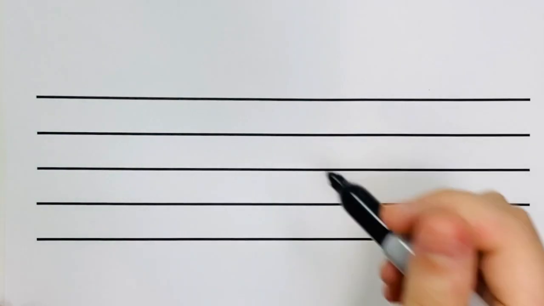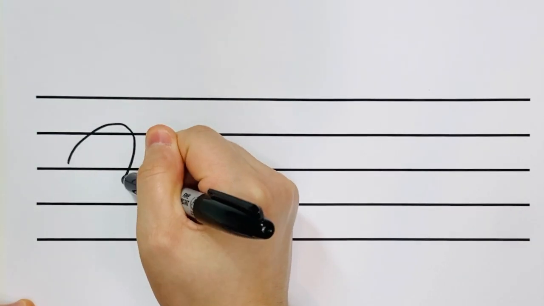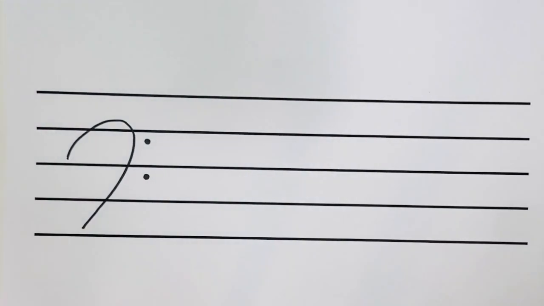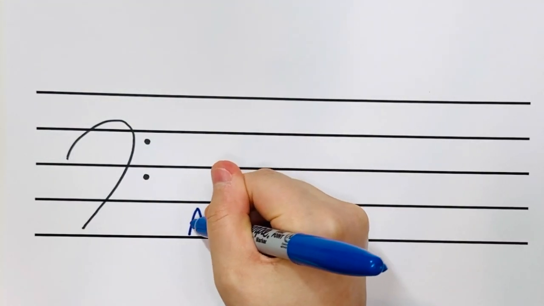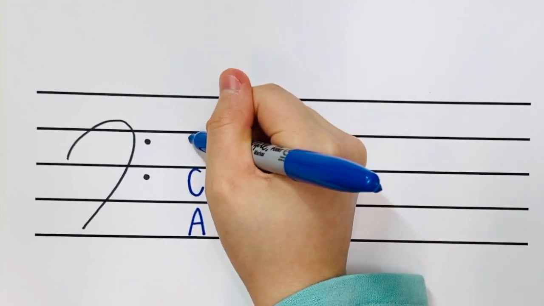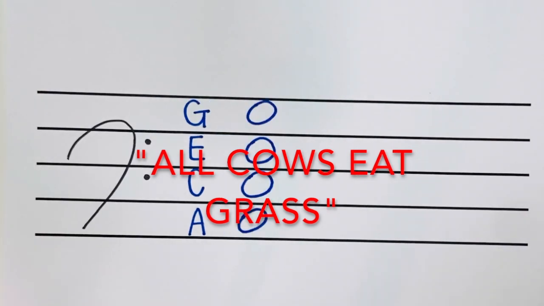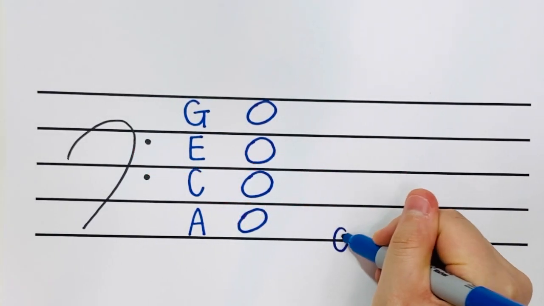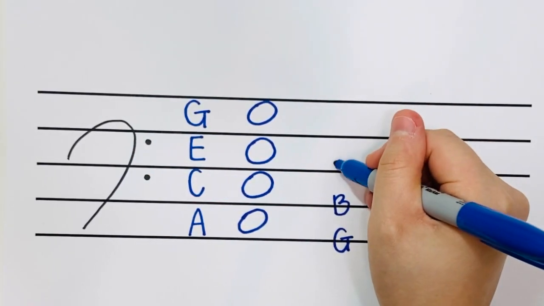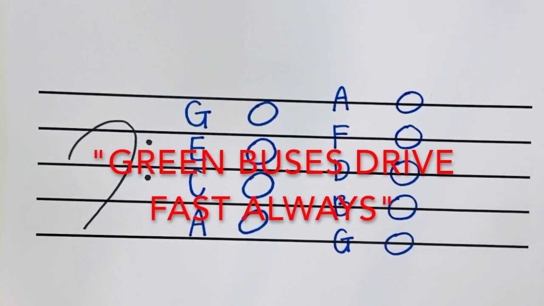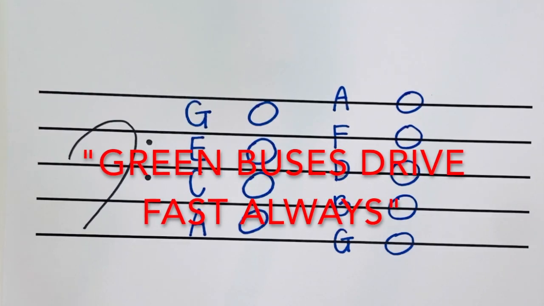This is what a bass clef looks like. It looks like a backwards C with two dots on the side. The open spaces are A, C, E, G, or All Cows Eat Grass. The lines are G, B, D, F, A, or Green Buses Drive Fast Always.